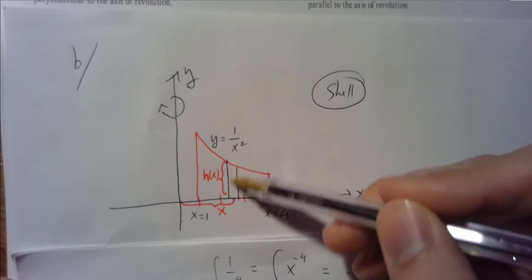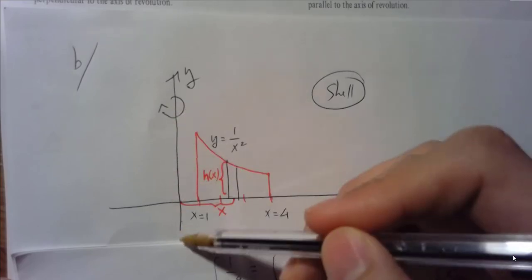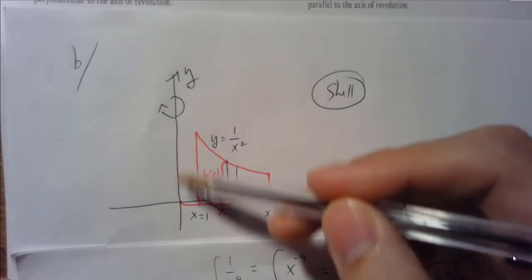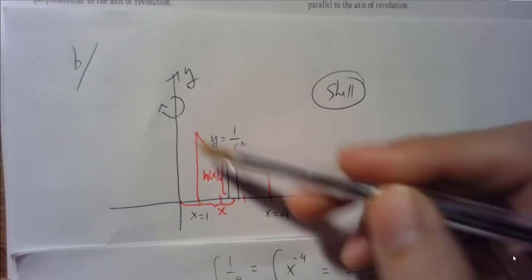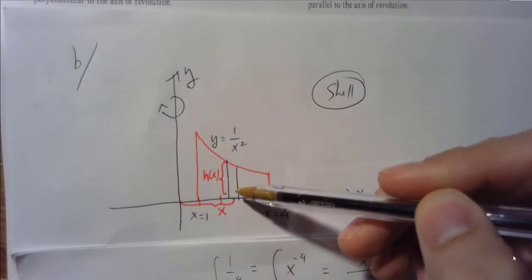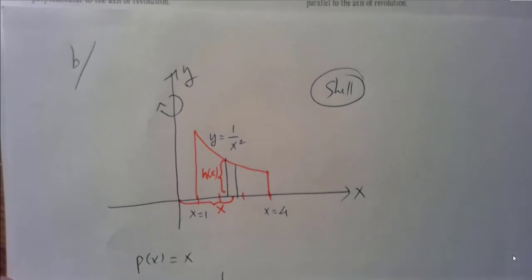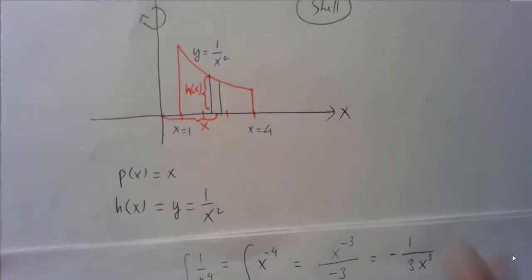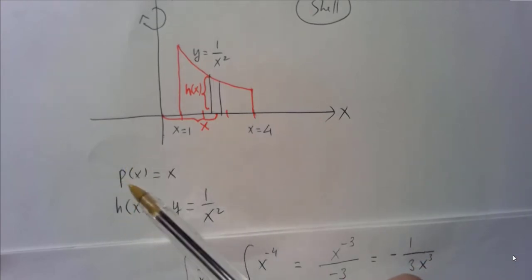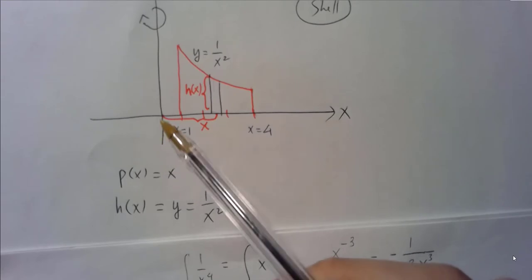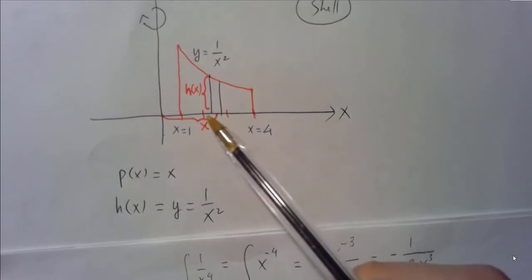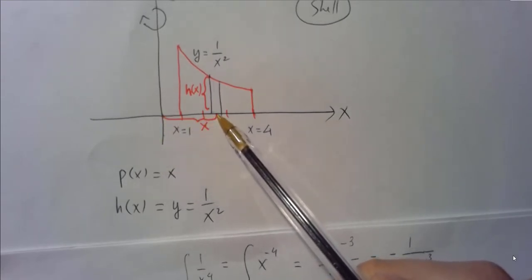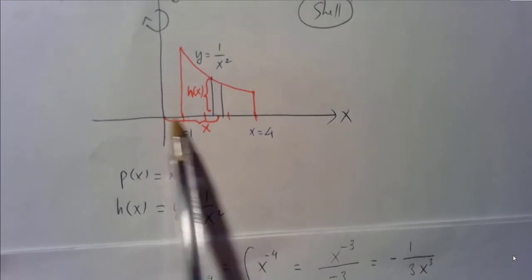And because this is the vertical rectangle, it is parallel to the y-axis, the axis of revolution. Because they are parallel, I should use the shell method. Now the shell method, I need what? Two functions, the p of x function and the h of x function. p of x is just the distance from the axis of revolution up to the middle of the rectangle, right? Which is from here up to here.